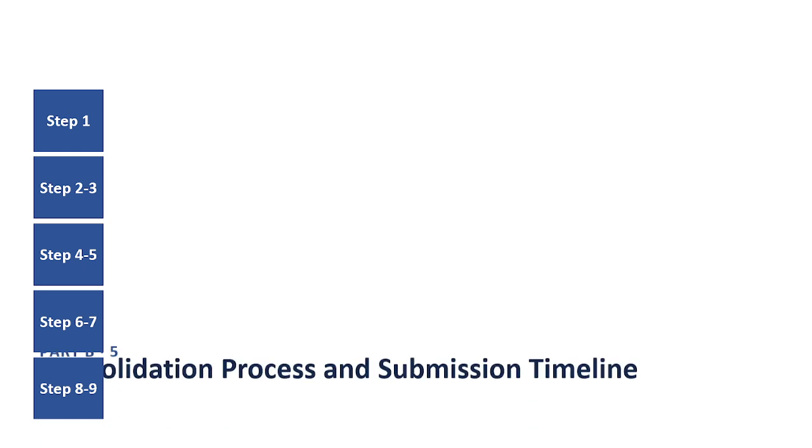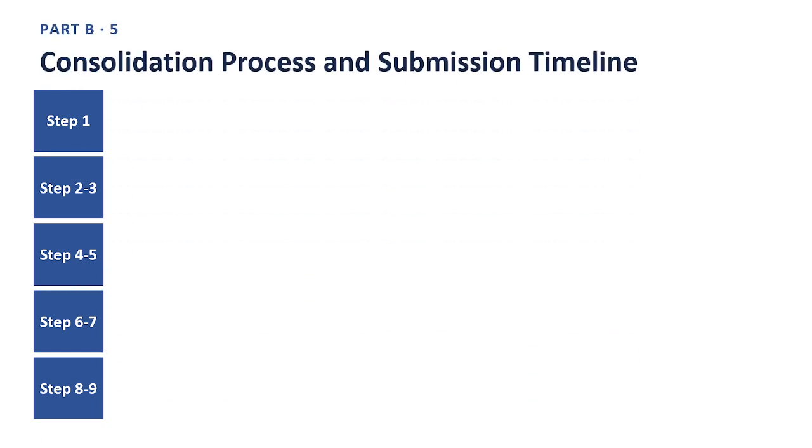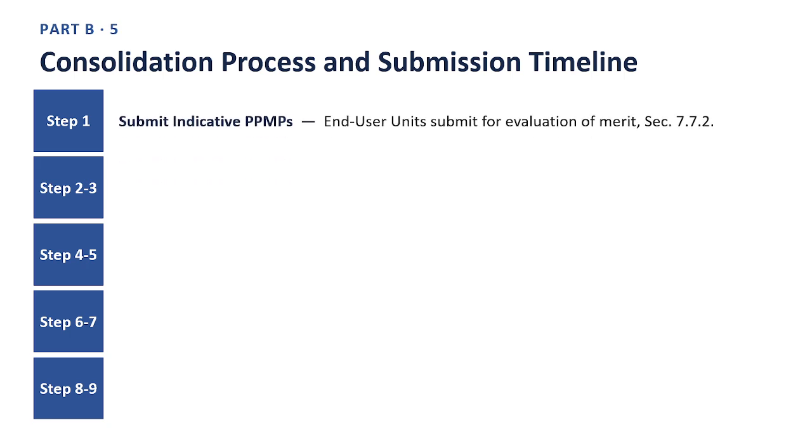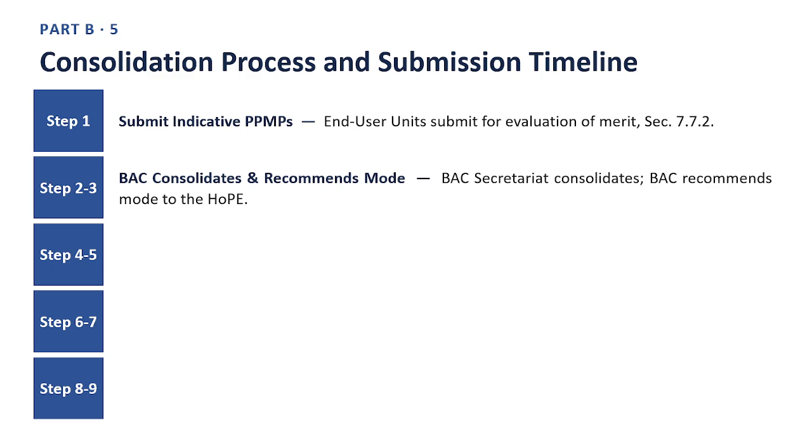Next slide. Consolidation process and submission timeline. Step 1. Submit indicative PPMPs. End-user units submit for evaluation of merit, Section 7.7.2. Step 2 to 3. BAC consolidates and recommends mode. BAC Secretariat consolidates. BAC recommends mode to the HOPE. Step 4 to 5. Revise for budget, EPA. Revise per Section 7.7.3. Updated indicative APP posted for EPA per Section 7.7.4.